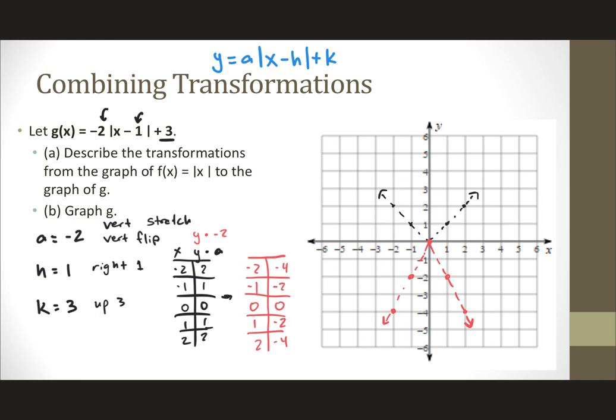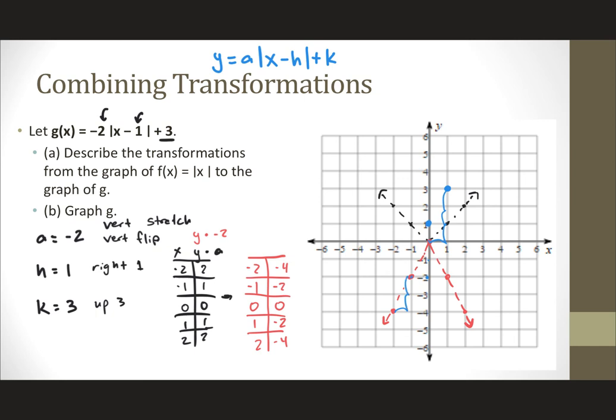Now let's go to H. And honestly, if you want to do H and K in the same movement, go for it. I'm going to do it in the same movement. I'm going to go H first, then K. So every single point, I'm going to move to the right 1 and then up 3. I'll change colors to blue so you can see what I'm doing. Start with the vertex. So I'm going to move my vertex right 1, up 1, 2, 3.